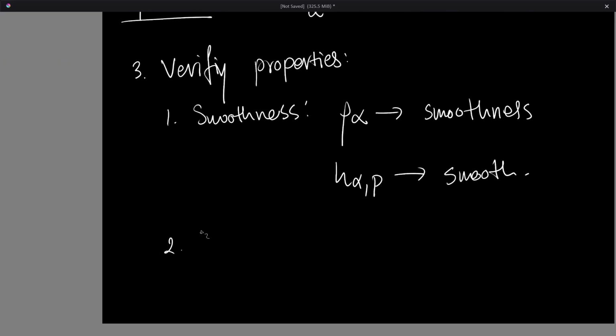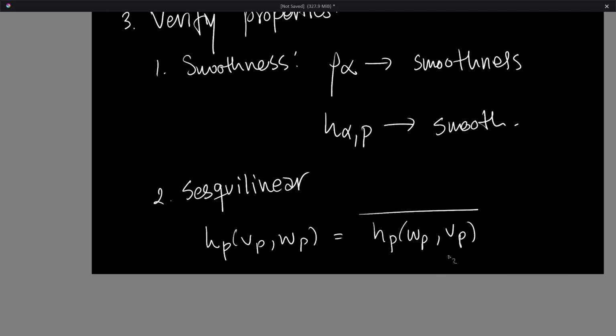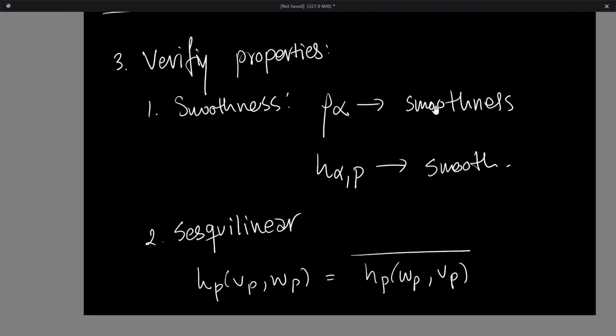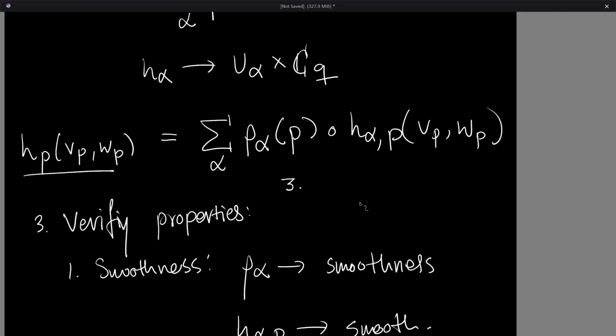So number 2, sesquilinearity: we also prove that it's sesquilinear. For that you basically just have to prove HP VP WP is equal to HP WP VP bar, because we already know it's linear in the first input. So we just have to prove this, and then let me just write the third one over here. Let's not waste space on the next page. Then you have to prove that it's positive definite.